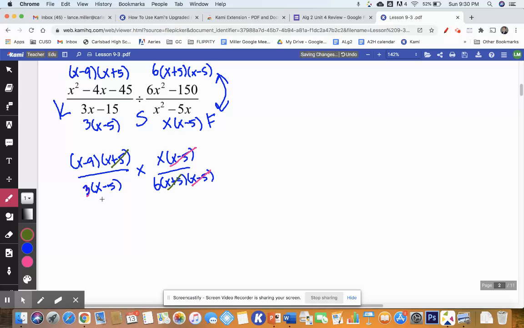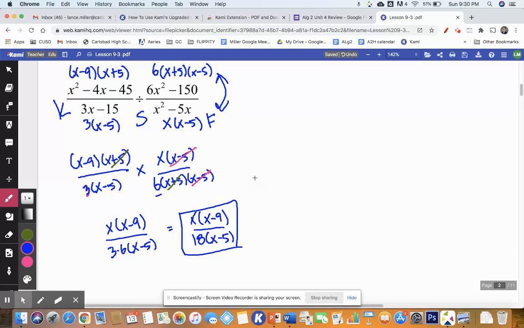I don't see anything else that can cancel out, so we just write what's left. We have an x on top, and we have an x minus 9. And on the bottom, we have a 3. We have an x minus 5, and we have a 6. So 3 times 6. All right, x times x minus 9 over 18 times x minus 5. Nothing else I can cancel out. There's my answer.